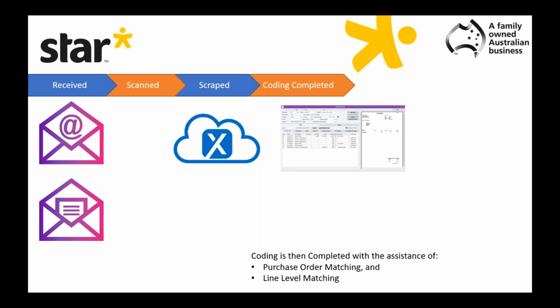The coding is then completed within Greentree. That can be assisted with purchase order matching or line level matching. That can be an and or depending on what type of invoices you're receiving. It is also worth pointing out that this coding completion doesn't require a lot of licensing. You can log into Greentree and just do eDocs coding, reviewing, or approvals without taking up a system manager or any other financial licenses if that is all that you are doing.